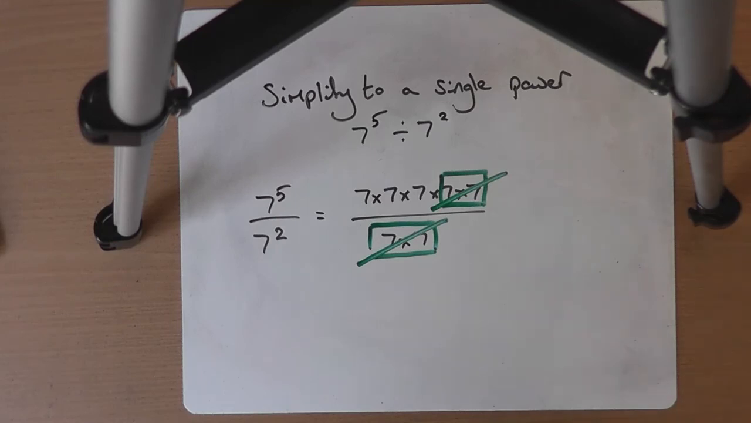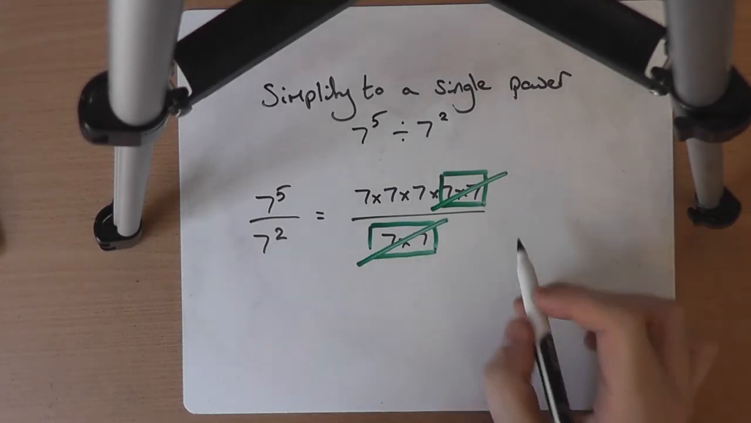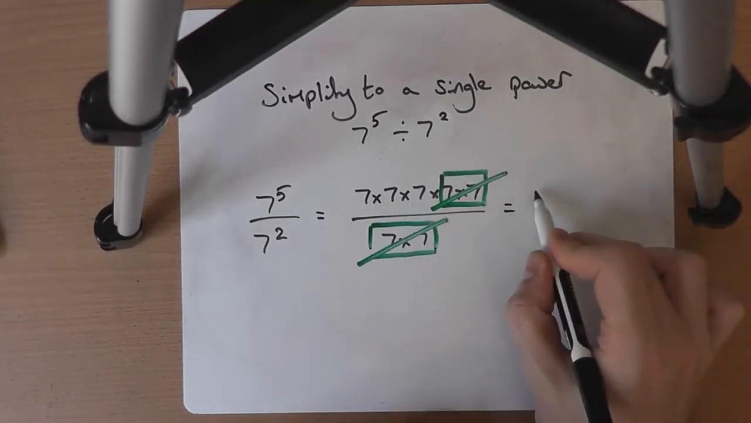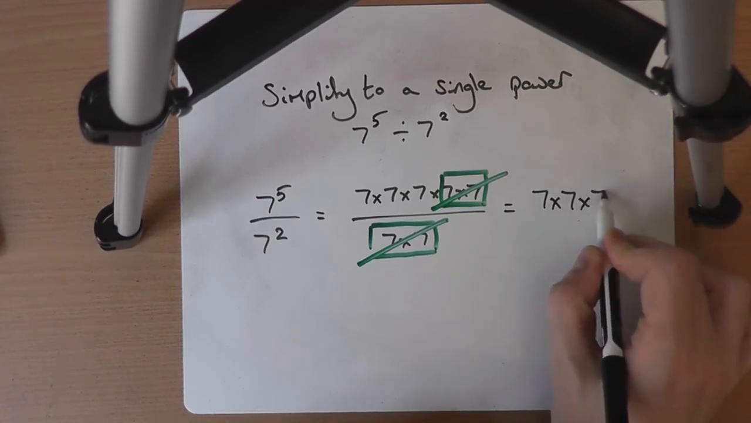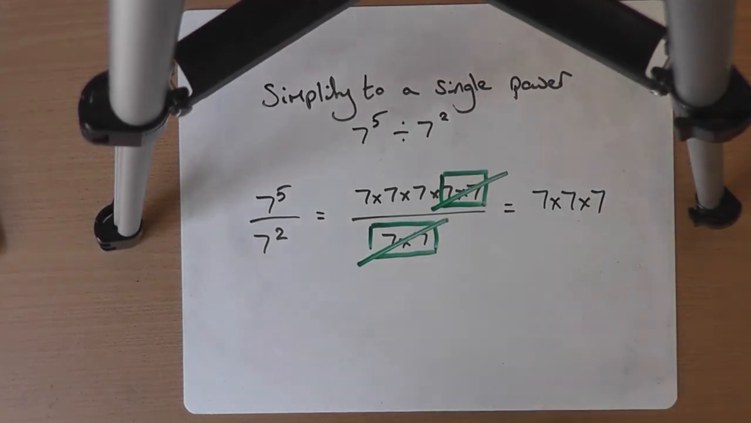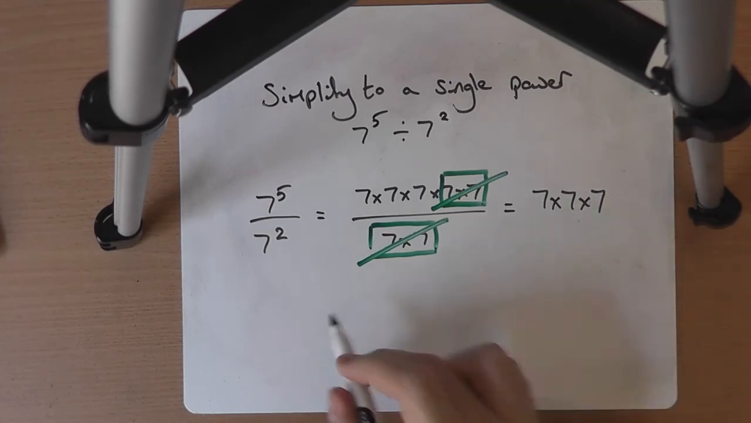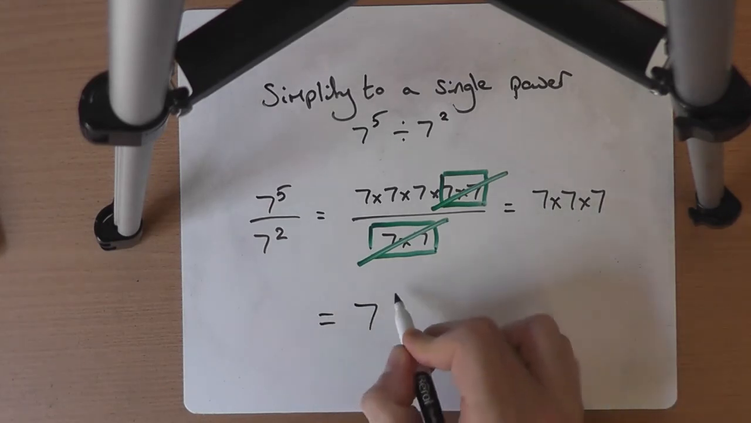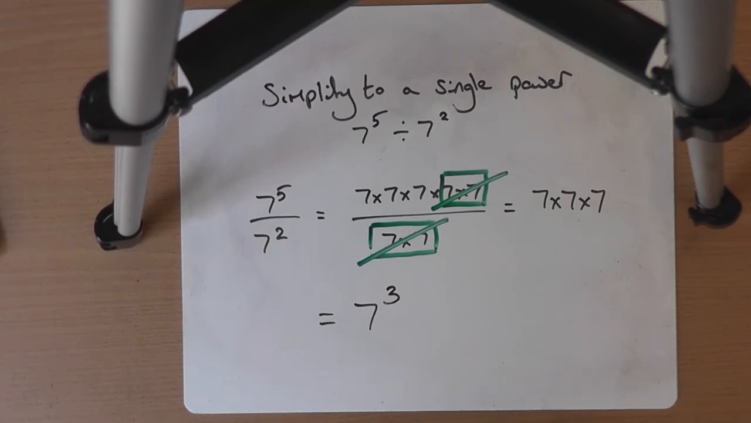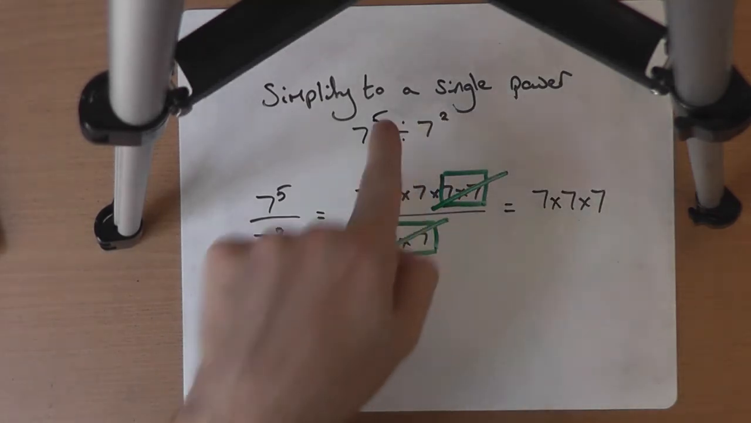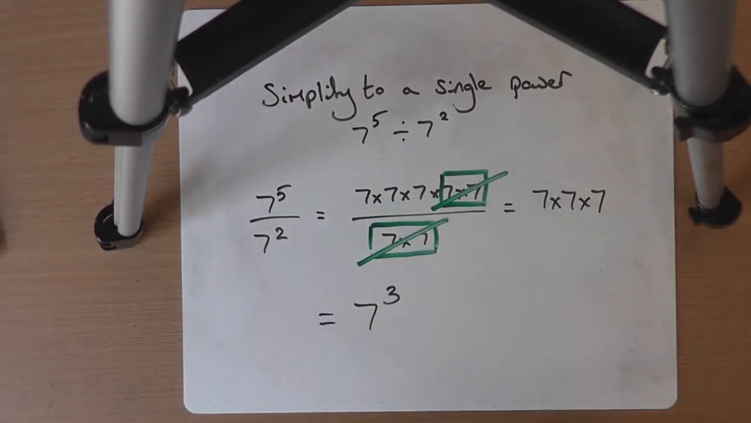But then what are we left with? Well, we are just left with, on the top, 7 times 7 times 7, and nothing on the bottom, because we've got rid of the green box top and bottom, because it's the same on the top and the bottom, and it's having no overall effect. This, though, we could rewrite as a power. 7 times 7 times 7 is simply 7 to the power of 3, or 7 cubed. And what we've done is we've taken some stuff here and rewritten it as a different single power.